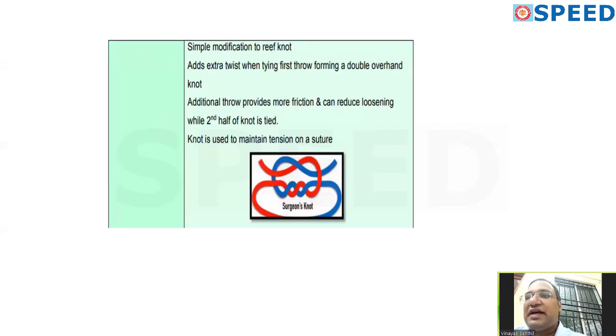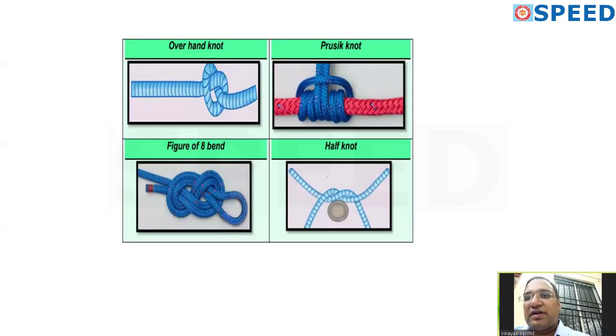And the rest of the knots, the types of knots, I have loaded for the purpose, as there is no time to discuss all the 40 questions. I will load this immediately tomorrow in the app so that you can go through the rest of the knots. So overhand knot, figure of 8 bend, half knot, all these are for your purpose to learn further.